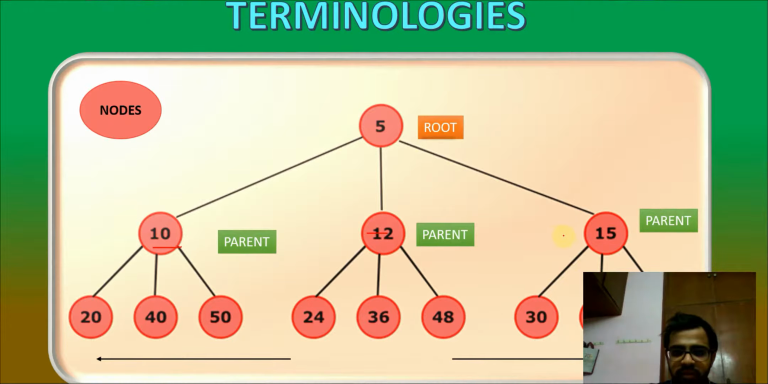10 and 12 and 15 are the root's children, and we have 20, 40 and 50 as 10's children. So 10 is a parent, and all the nodes underneath are leaf nodes or child nodes. So these are the basic terminologies. These are pointers. We have a left pointer and a right pointer, but we may have more than two pointers as well. Let's further see what we can learn from trees.